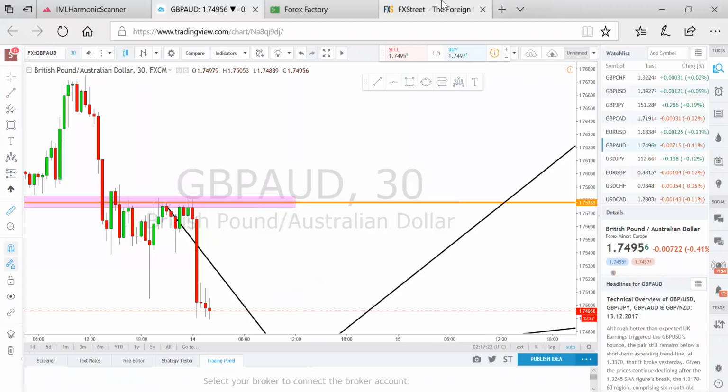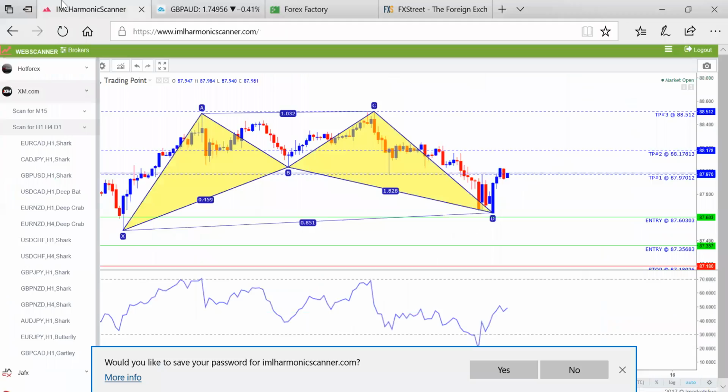So just to recap, guys, Harmonic Scanner. Start making use of the Harmonic Scanner, please. Harmonic Scanner is free money. If you don't know what to do, just log on, click the Harmonic Scanner, and just put in the parameters if it's a buy or if it's a sell.